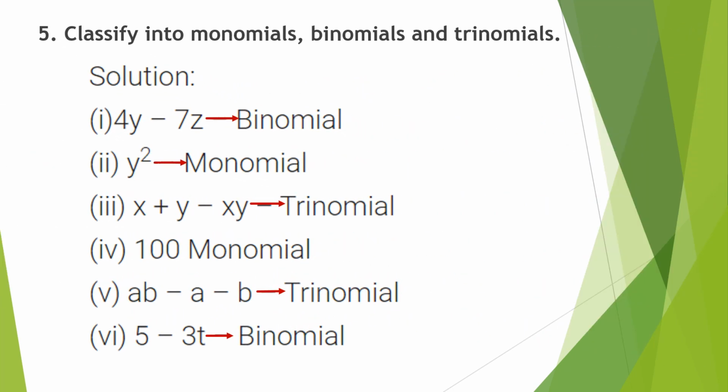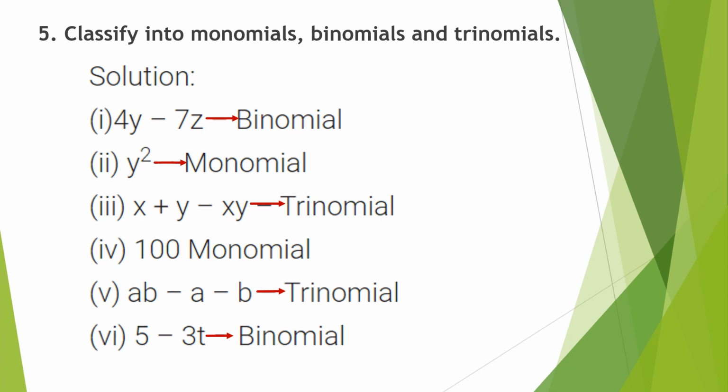Now we move to question number 5. Classify into monomials, binomials and trinomials. In the first question, 4y minus 7z. It is understood there are two terms. It is binomial. And in the second question, it is given y square, only one term. So it is a monomial. And in the third question, it is given x plus y minus xy. So there are three terms. So it is a trinomial.